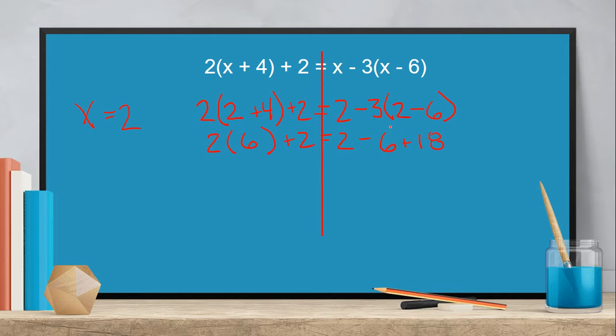I really made that harder, didn't I? I distributed over here. Oh, well, forgive me. Here I didn't distribute. There I did. I went and did this, which is completely legal. I just shouldn't have done that. So here, 2 times 6 is 12, plus 2 equals 2 minus 6 is negative 4, plus 18 is 14. Well, 12 plus 2 is 14. 14 does equal 14, which means x is 2 is a correct solution.